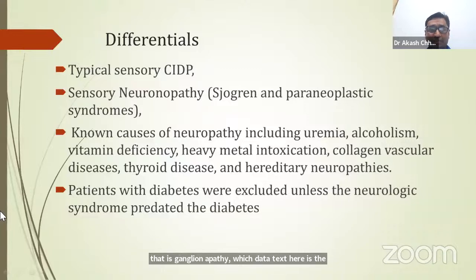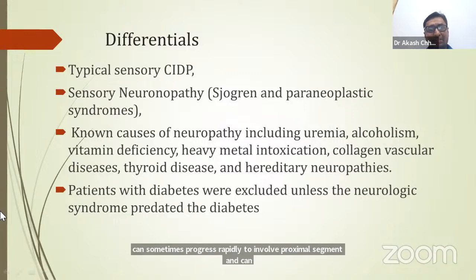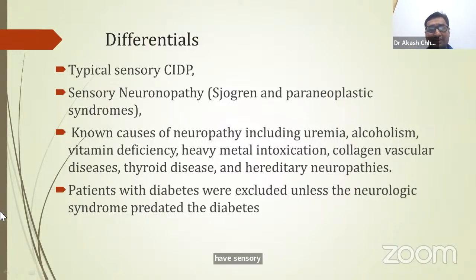Sometimes they could have chronic presentation, and some axonal neuropathies you should always keep in mind whenever we are going to think about CISP, because vasculitic neuropathies, heavy metal intoxication can sometimes progress rapidly to involve proximal segment and can have sensory predilection. Patients with diabetes can also cause a confusion whenever we are suspecting CIDP.